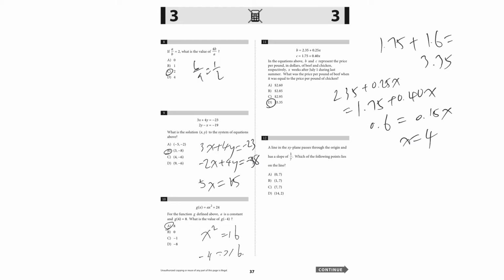A line in the xy-plane passes through the origin, so this is the origin, with a slope of 1/7, so y is equal to 1 over 7 x. Which of the following points lies on the line? Just plug it in: 0, no; 1, no; no; D.